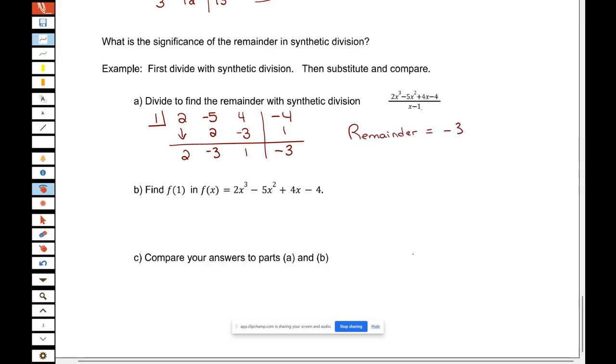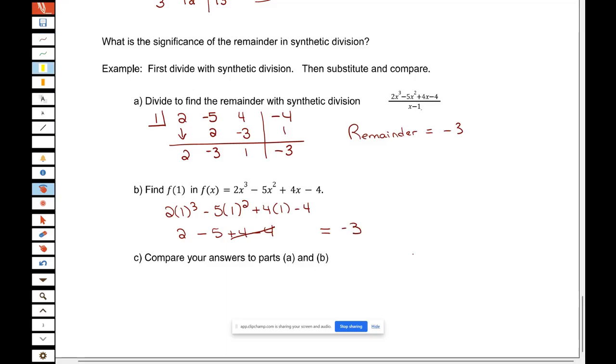It's going to ruin the rest of my unit because I'm giving away the farm right now. I'm giving away all the revelations, but that's okay. Now we're going to find f of 1, leading us to a discovery here. So that's 2 minus 5 plus 4 minus 4. Well, that cancels out to 0, and 2 minus 5 is -3.